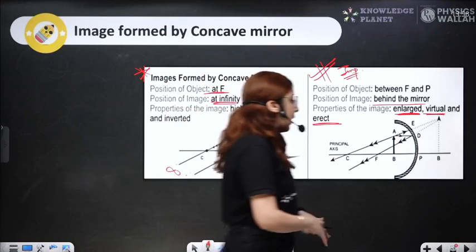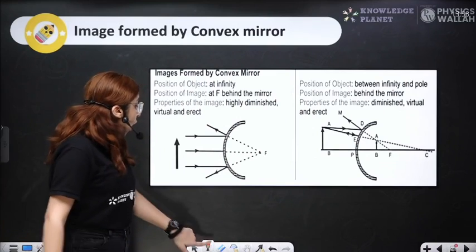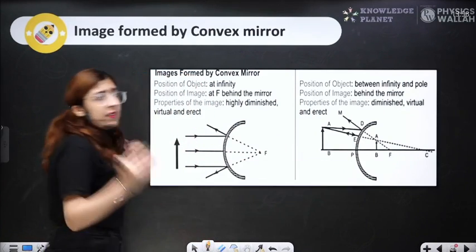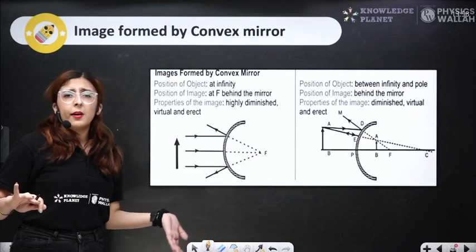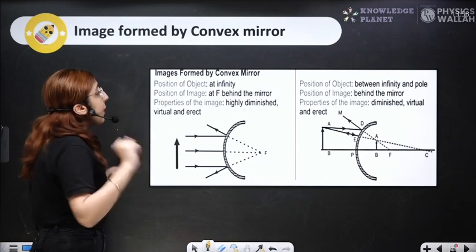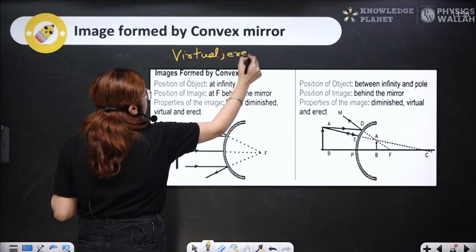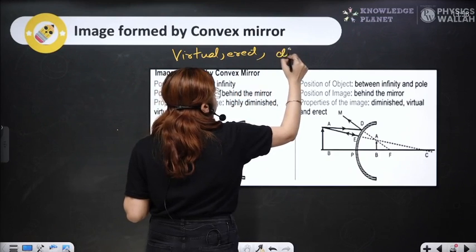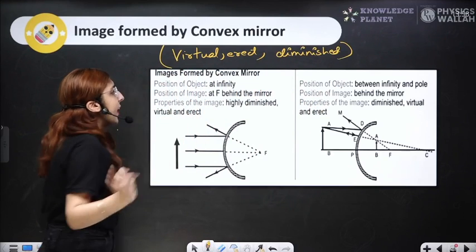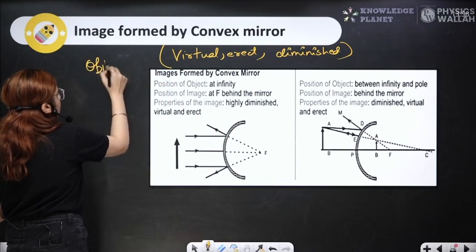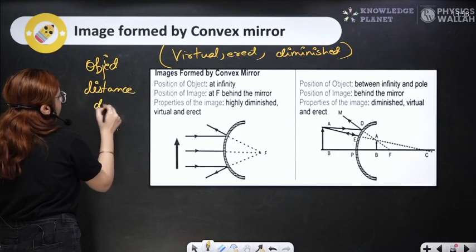We are going to move ahead with convex mirror. Convex mirror, only two cases, very, very simple. Always and always, wherever you keep the object doesn't matter. Keep it very close, keep it very far, keep it at a normal distance, doesn't matter at all. Always you are going to get a virtual image, erect image and diminished image. Okay, always. Object distance doesn't matter.